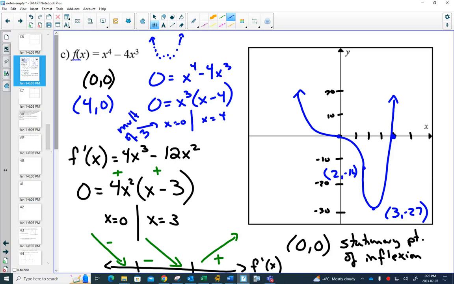Okay? In grade 12 pre-calculus, though, you had no idea how low it went. You just estimated that. You also had no idea where it changed back from concave down to concave up.